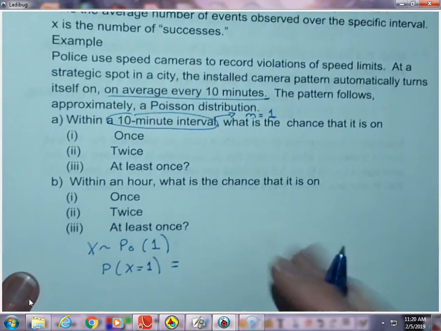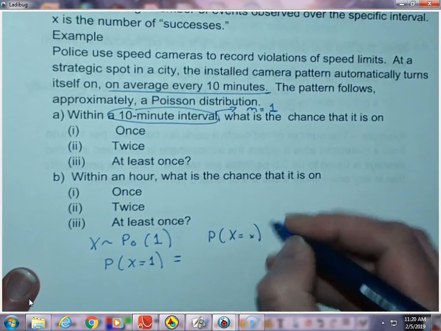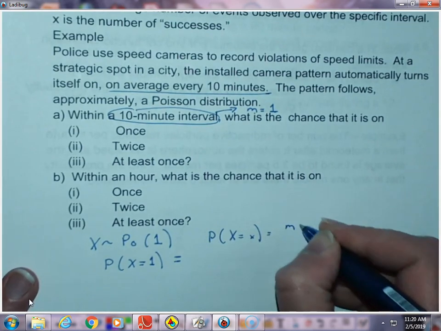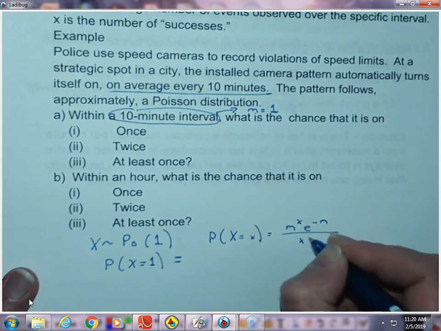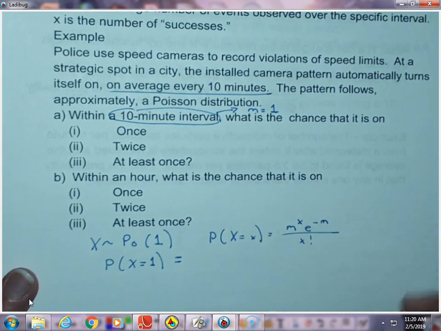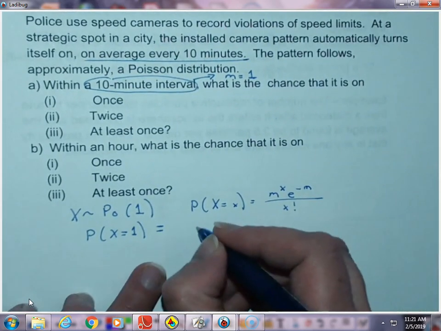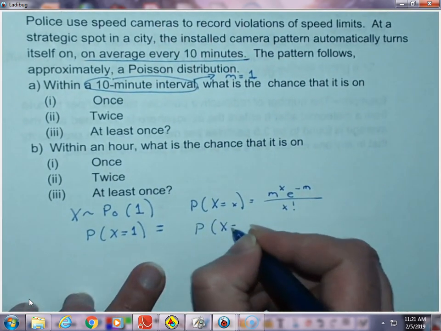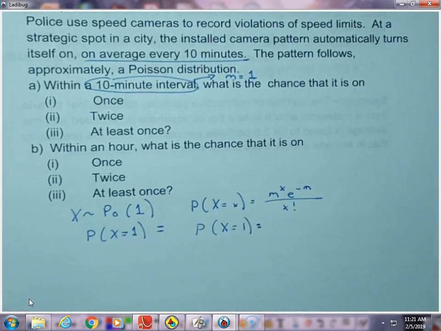Well, I'm just going to write the formula above it because it's way up there on my sheet. It's m to the x, e to the negative m, over x factorial. That's an m. So if you want the probability that it's going to come on once in 10 minutes, I would expect this to be the highest probability I got.